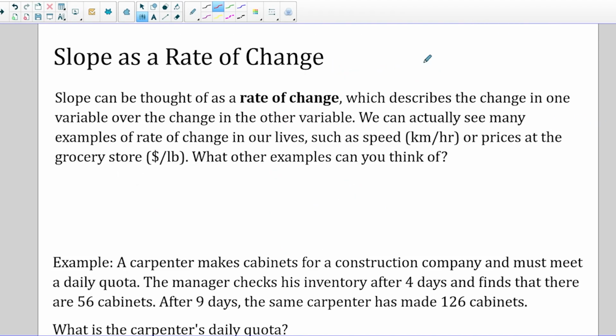Now, slope can be thought of as something called a rate of change, which just describes the change in one variable over the change in the other variable. So essentially what we're doing is we're comparing one variable to another. There's actually a whole bunch of different examples that we see every day, such as speed, where we compare kilometers to hours, or we can see the price of maybe chicken or turkey or beef at the grocery store, usually in dollars per pound or dollars per kilogram. There's lots of other examples out there as well.